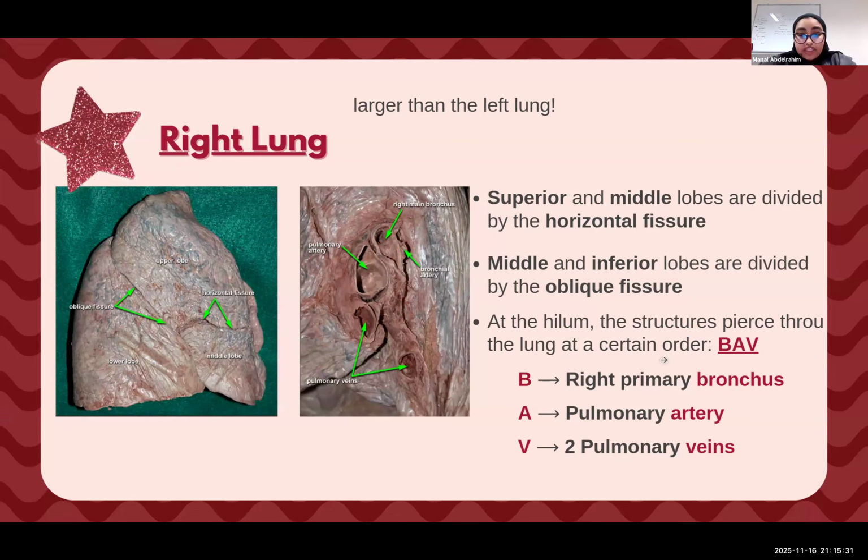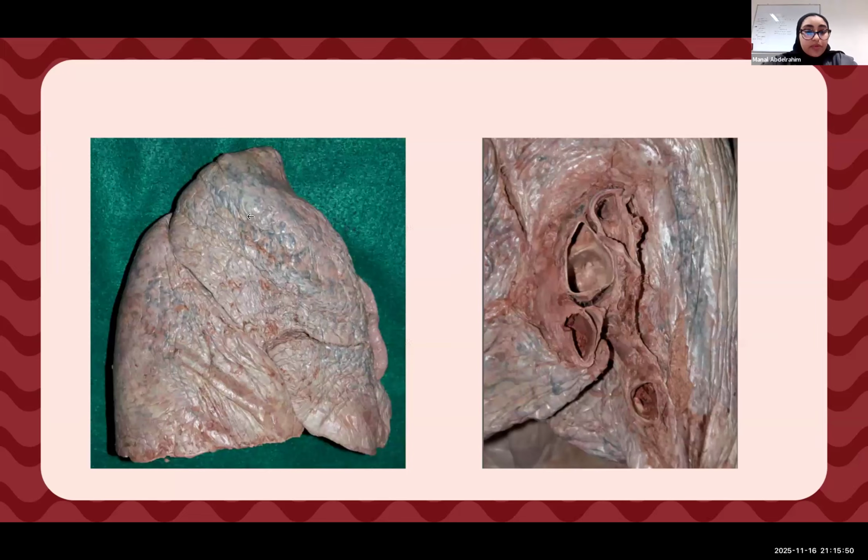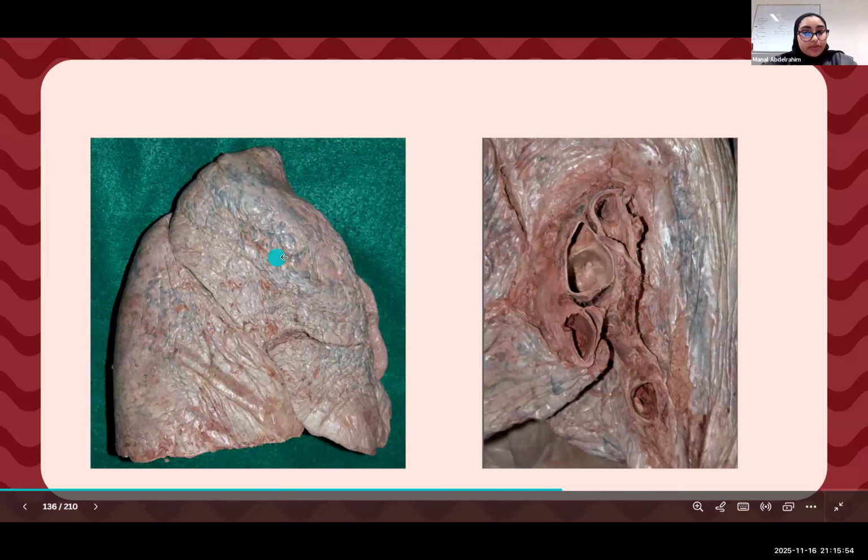First, we're going to have the right primary bronchus. It's going to be going into the lung. And then we have the pulmonary artery right here. And underneath it, we're having the 2 pulmonary veins. So they're following the order of BAV. B, A, V. This is the order in the hilum. And I put the pictures here without labels in case you guys want to practice labeling it or anything.